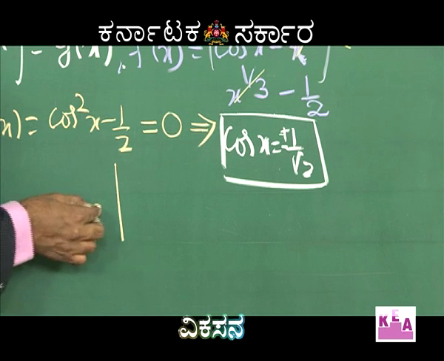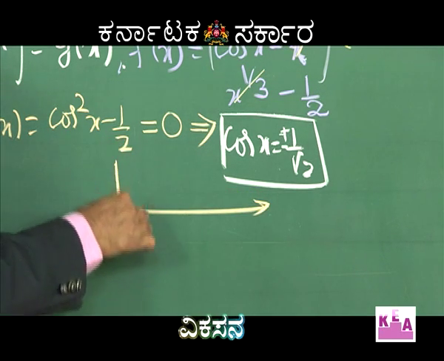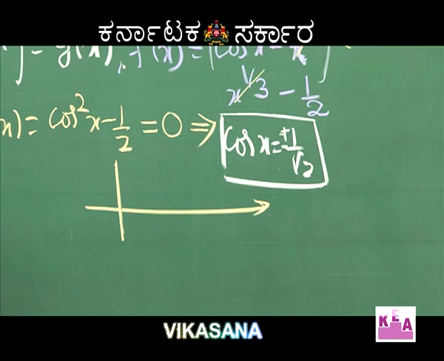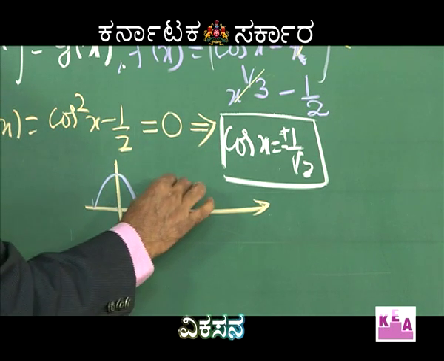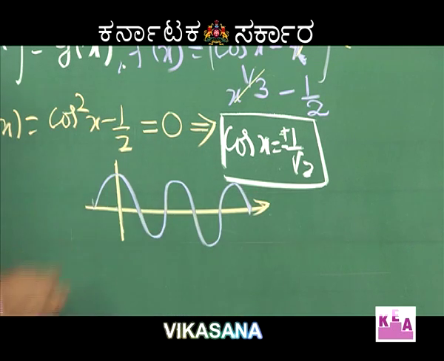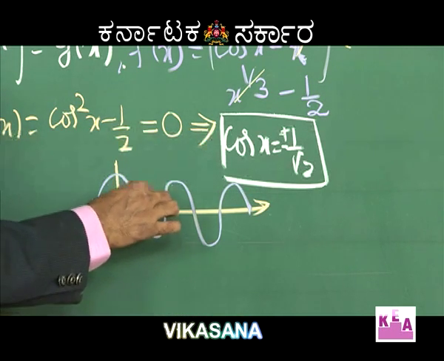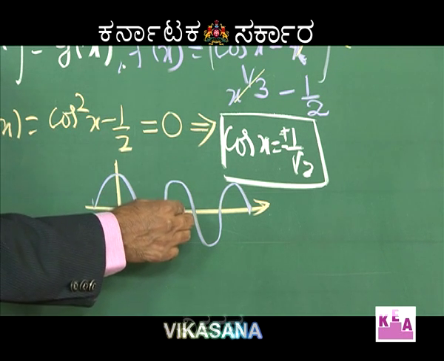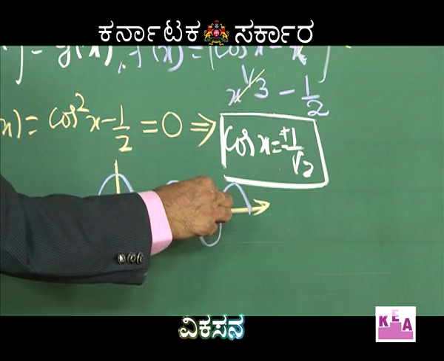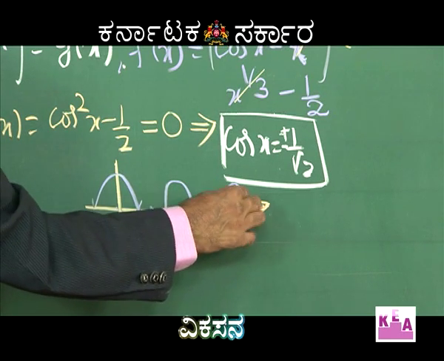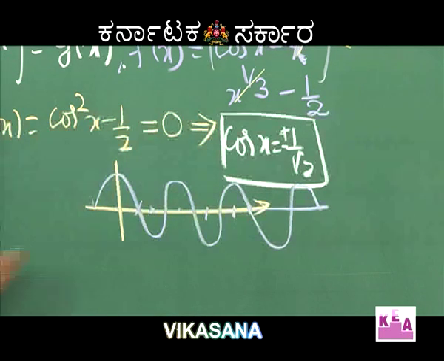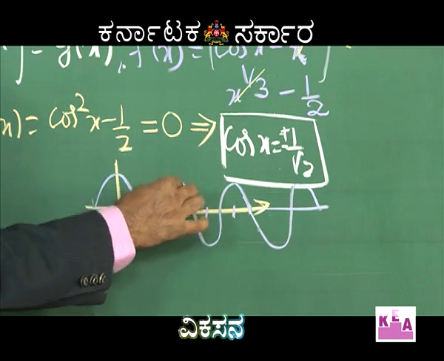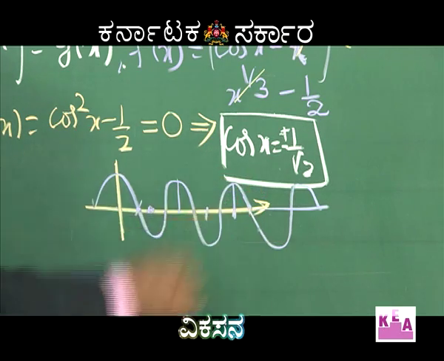Look at this. Consider this is x-axis and this is y-axis. Cos x is equal to plus or minus 1 by root 2. So, do you agree with me? This is the graph of cos x. Now, this is pi, right? This is pi, 2 pi, this is 3 pi, 4 pi, 5 pi and 6 pi. Do you agree with me? So, this is pi by 2, pi, this is 2 pi, this is 4 pi and this is 6 pi.